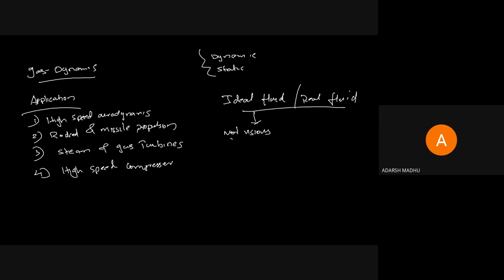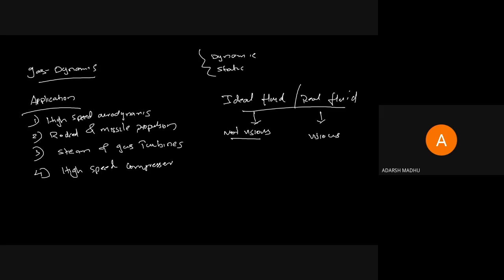Pure water, we can take the example of pure water. It is not viscous. But oil or something like that we can consider a real fluid. A fluid which is in a viscous condition is known as a real fluid. That is the main difference between ideal fluid and real fluid. Ideal fluid is not viscous, but real fluid is viscous. Example: coconut oil or other oils.